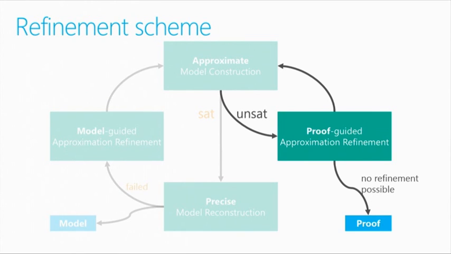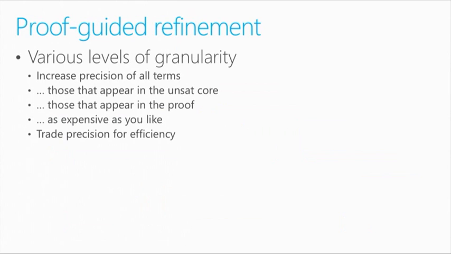Right, now proof-guided approximation refinement, I'm just mentioning that because we actually didn't implement it yet so far. So at the moment we just increase the precision for everything if something is not satisfiable. But of course there is a trade-off between precision and efficiency here, and this trivial refinement procedure for unsatisfiable approximations is not efficient in practice at all. But for now we were happy with SAT problems.